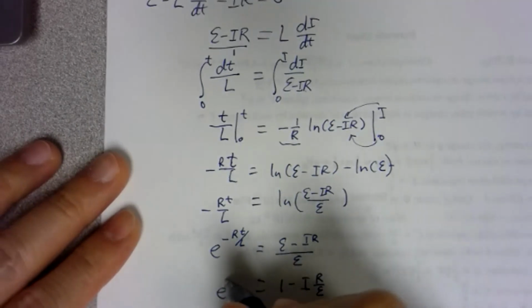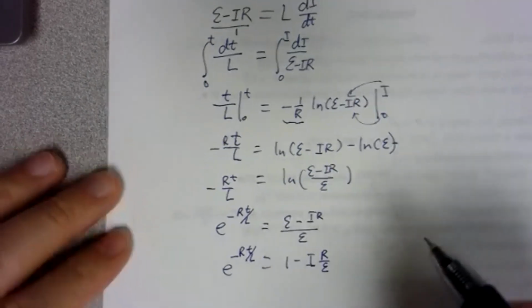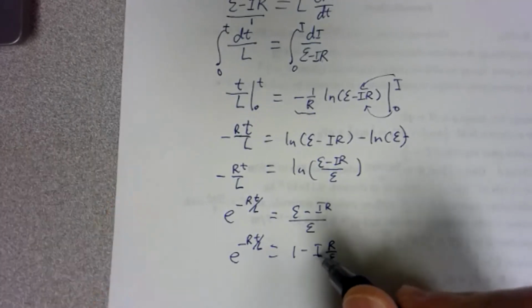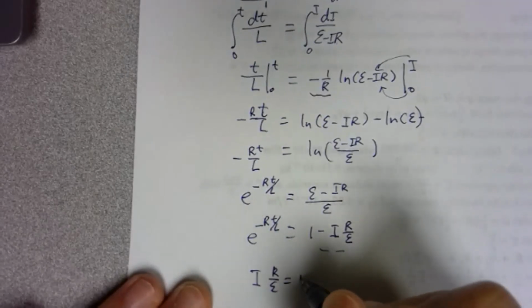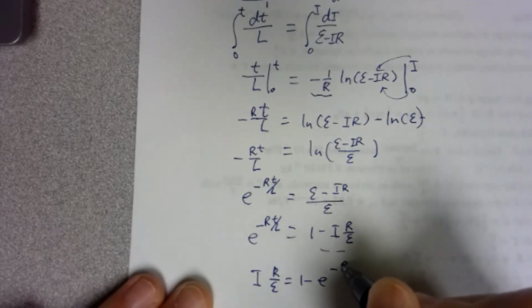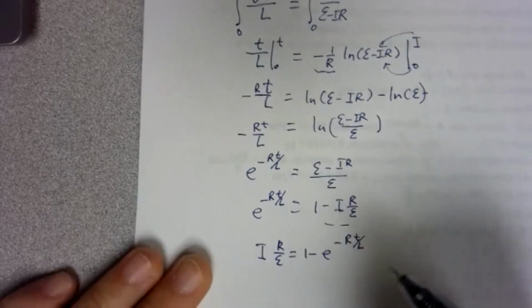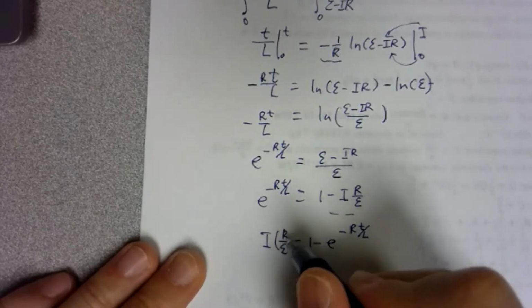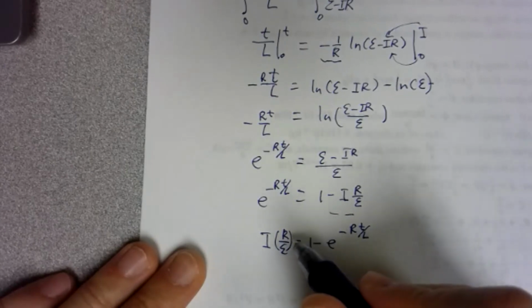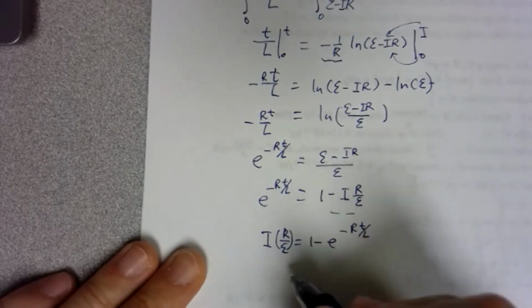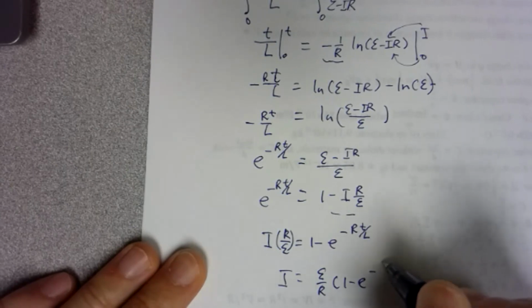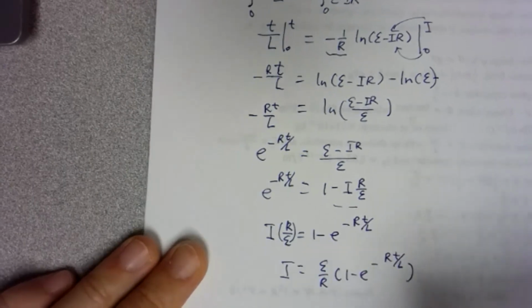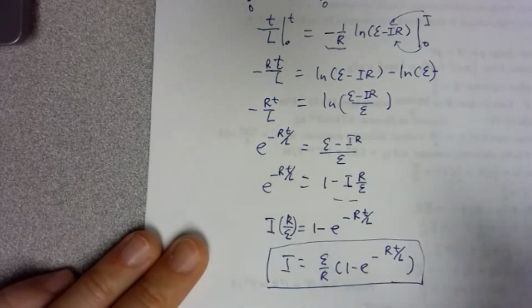So then exponential minus RT over L. Now we still need to solve for I. So you can move this to this side. The equation becomes I times R over epsilon equal to 1 minus e to the minus RT over L. Okay, so then multiply both sides by epsilon over R, the inverse of this. So I equals epsilon over R, 1 minus e to the minus RT over L. And this is what you have on the PowerPoint slide.